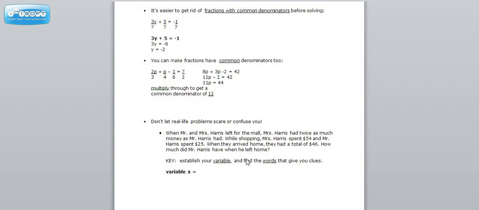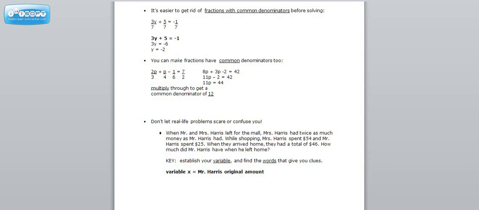So when you have these paragraphs like this, the first thing I want you to do is find the question. What is it looking for? What is the problem asking you to solve? Before you start plugging any numbers and writing them down, go find the question. And here's our question right here. How much did Mr. Harris have when he left home? So that's what's going to define our variable. In this particular case, we'll just use X. And X stands for what Mr. Harris had when he left home. What was his original amount?